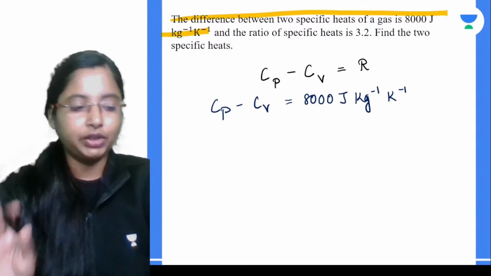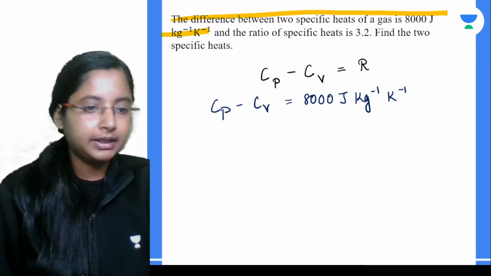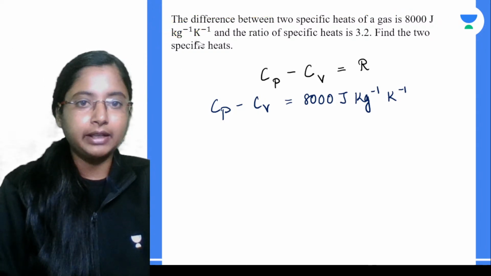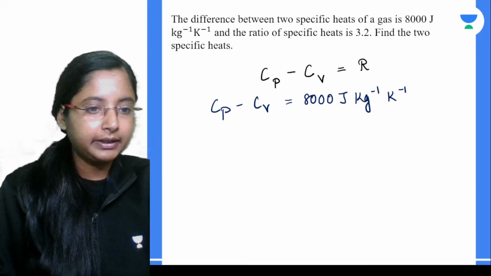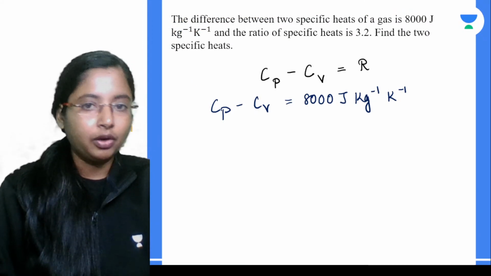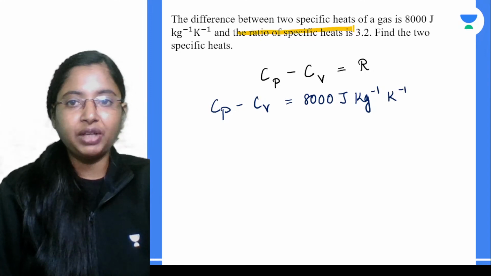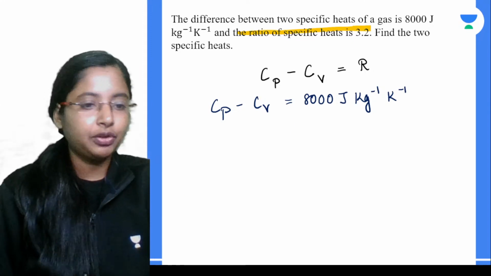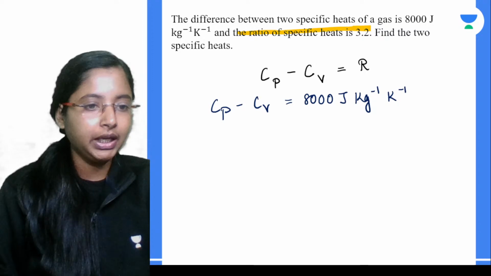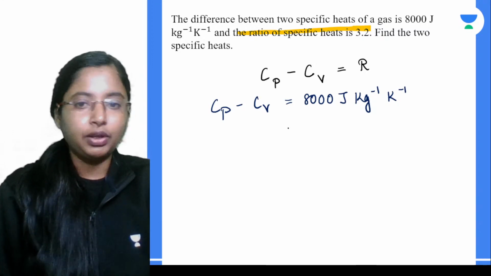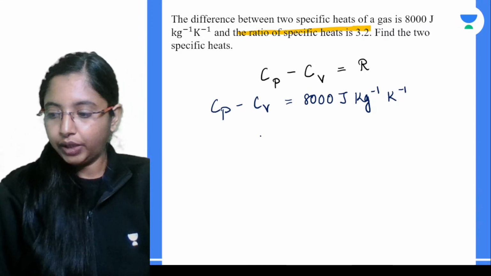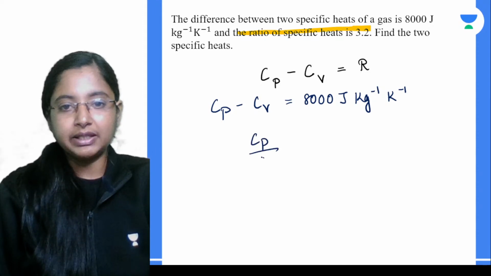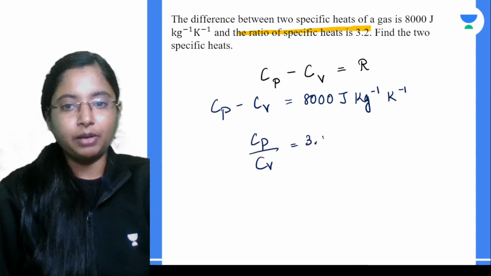You should be very careful with the units. Now what else is given? What is the next sentence that is said over here? The next sentence we can see is, the ratio of specific heat is 3.2. The ratio of the two specific heats is 3.2, meaning if we take a ratio between Cp by Cv, then that ratio is 3.2.